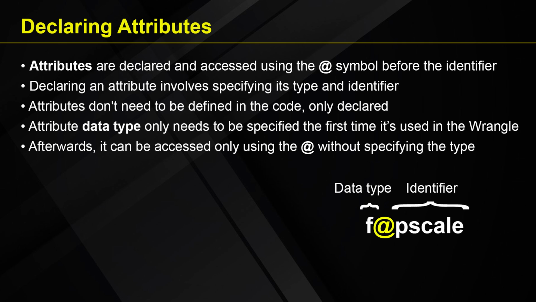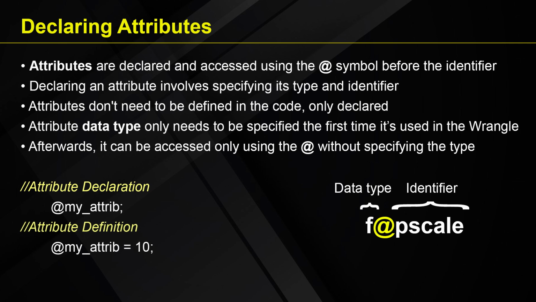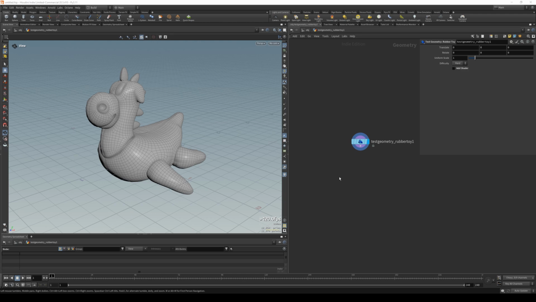Here's a simple example. To declare an attribute, you would type @myAttrib. This tells Houdini that the attribute myAttrib exists. However, since no value has been assigned, it is given a default value, typically 0. To define it, you would assign a value like this: @myAttrib = 10. Now, the myAttrib attribute has been assigned a value of 10 for all points or primitives, depending on the Wrangle's geometry scope.